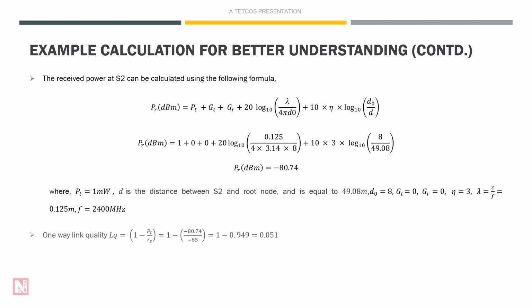Now, we calculate the link quality. We use the formula. Link quality equals 1 minus the received power divided by the receiver sensitivity.